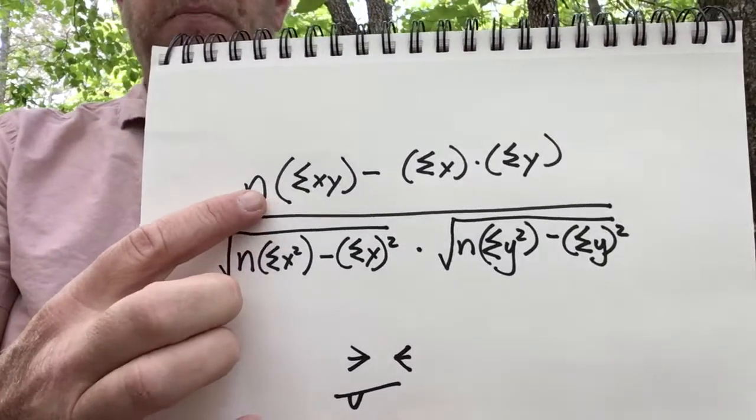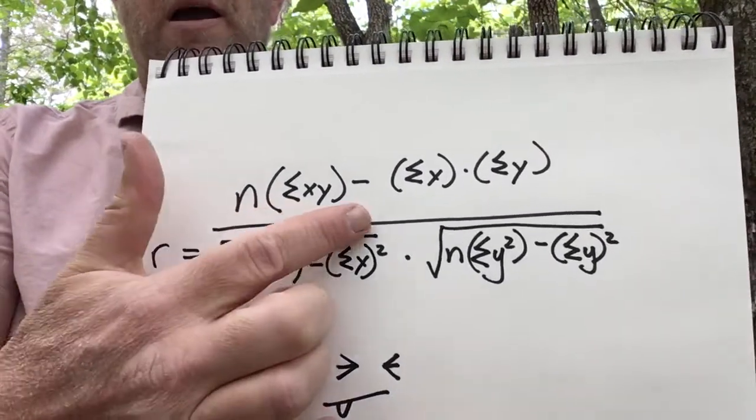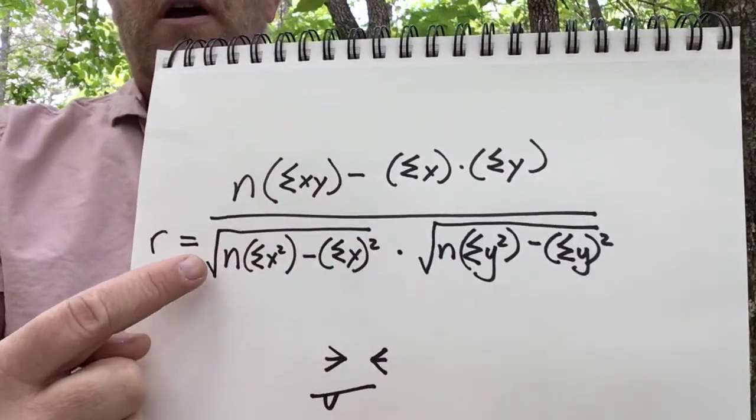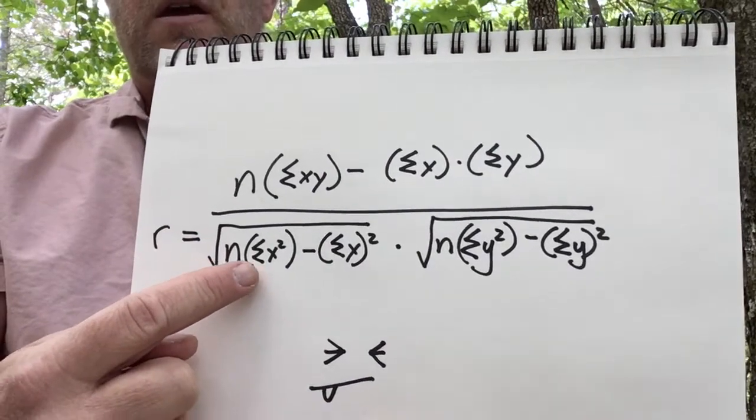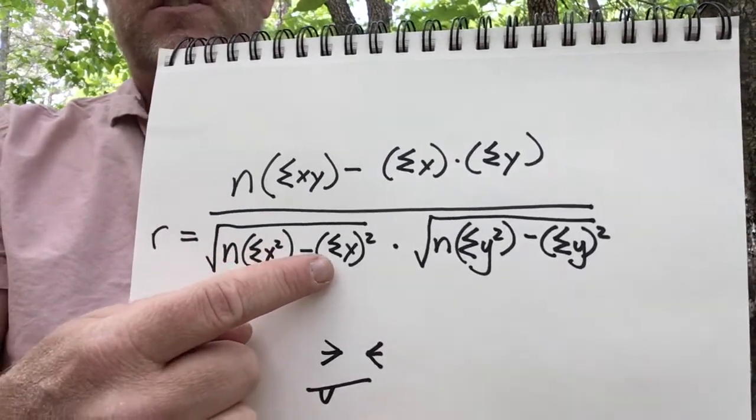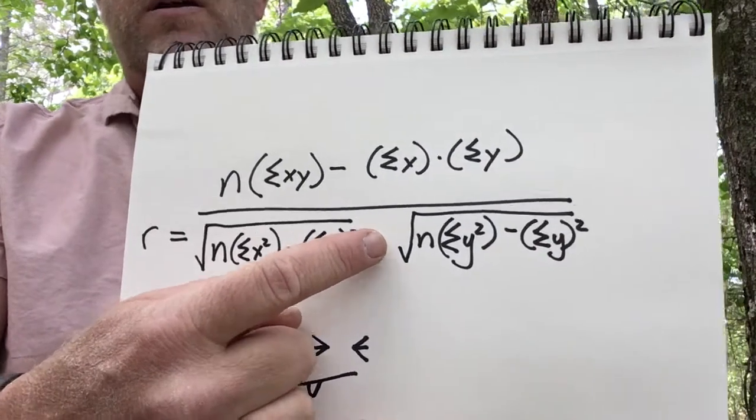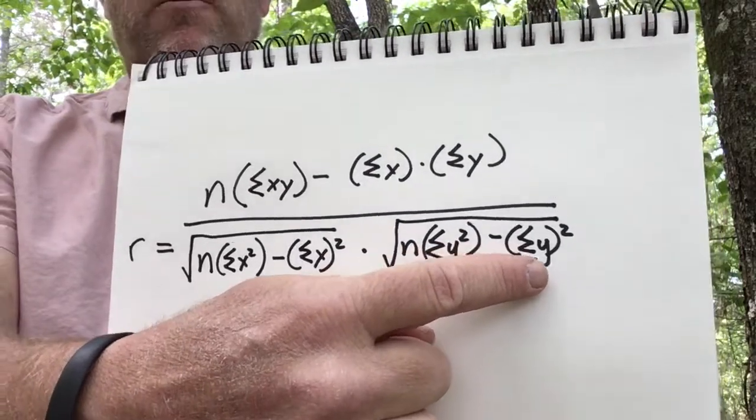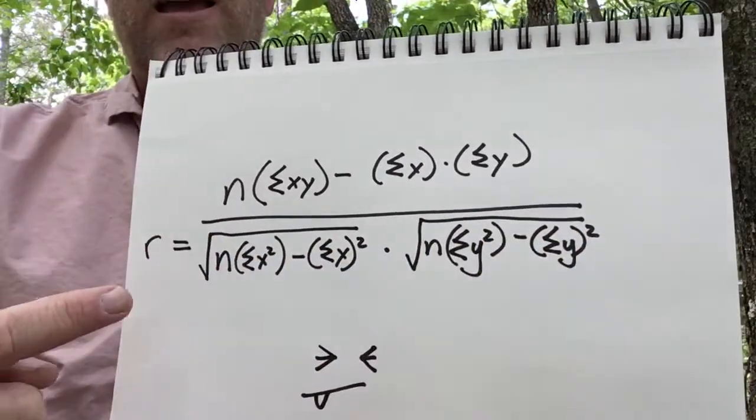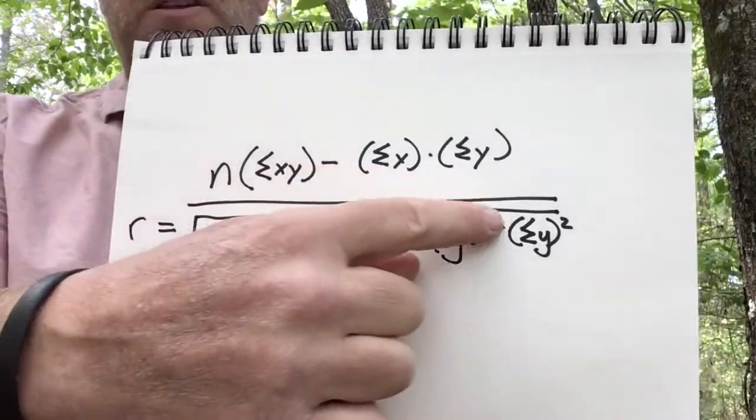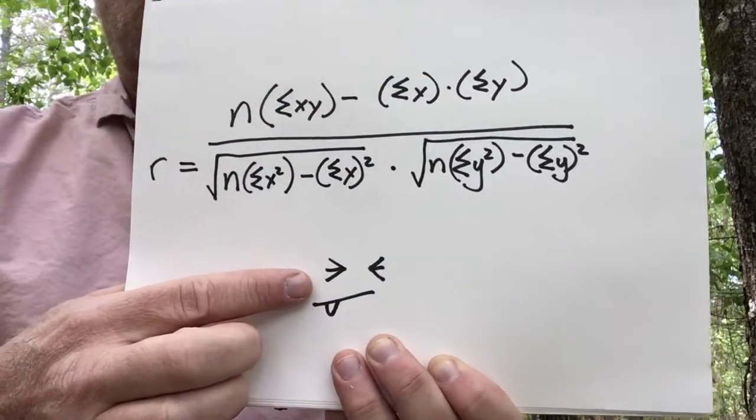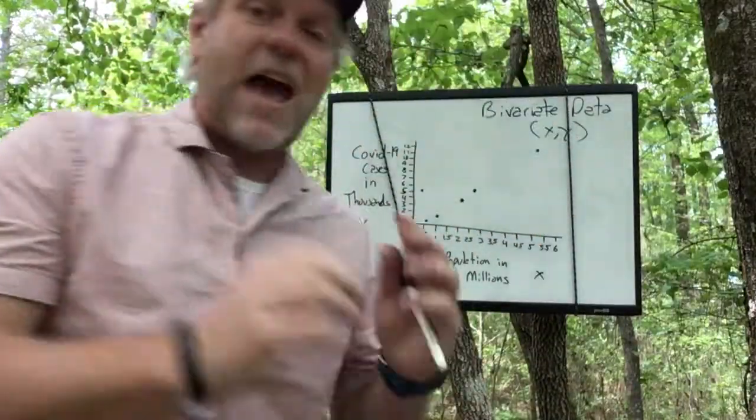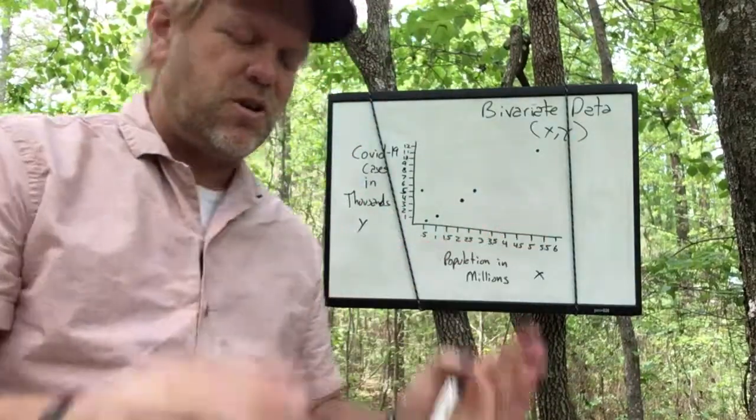So we have n times the sum of x and y, minus the sum of x times the sum of y, all over and divided by the square root of n times the sum of x squared minus the sum of x, squared, times the square root of n times the sum of y squared minus the sum of y, squared. And that gives us what is known as an R value. That's what all these symbols mean. This is the mathematical symbol for a really, really ugly equation. And there it is. Okay, good. So that's the equation that I'm running. You can find it in textbooks. You can find it online.